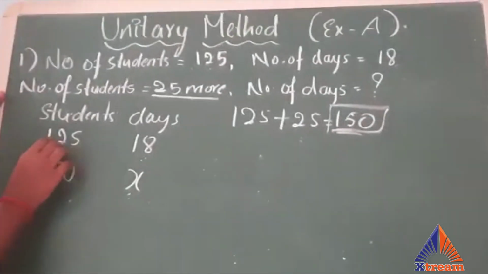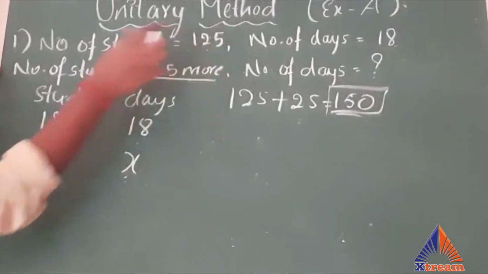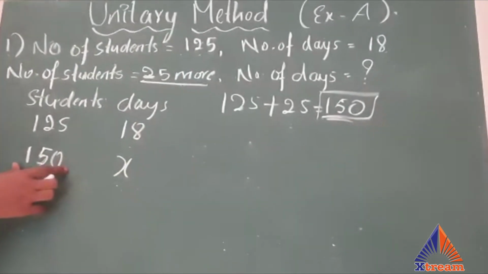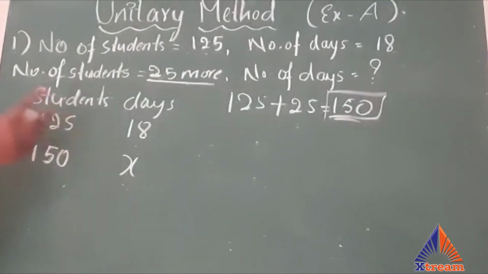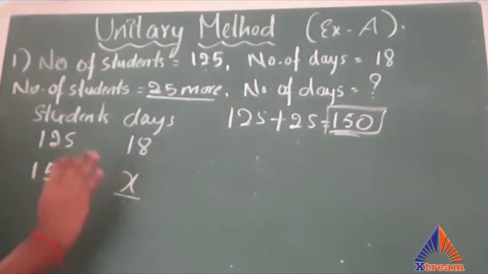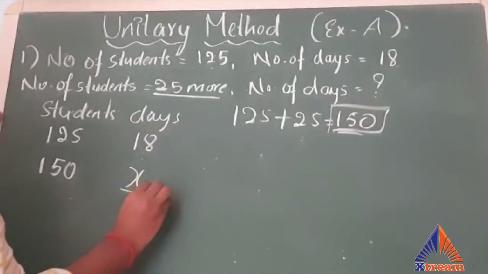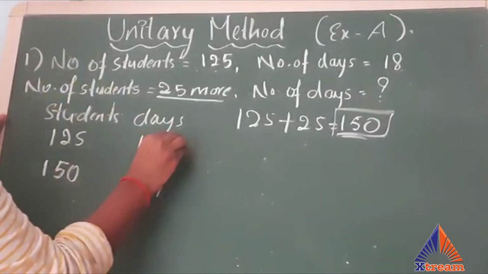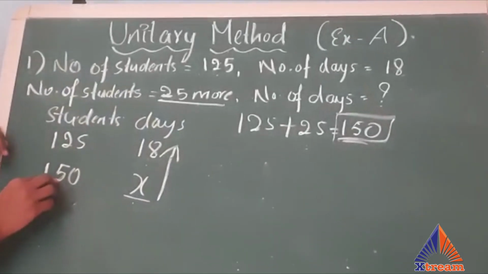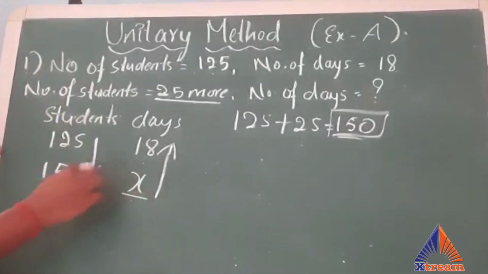So here, if 125 students have food for 18 days and 25 students join them, the number of days will decrease, right? Because if more students are there, the food will last for a shorter period of time. So here x will have a smaller value. Therefore, 18 is the greater value compared to x, so point the arrow upwards. And here you should see which is the greater value. 150 is the greater value, so point the arrow downwards. This is how we need to point the arrows.